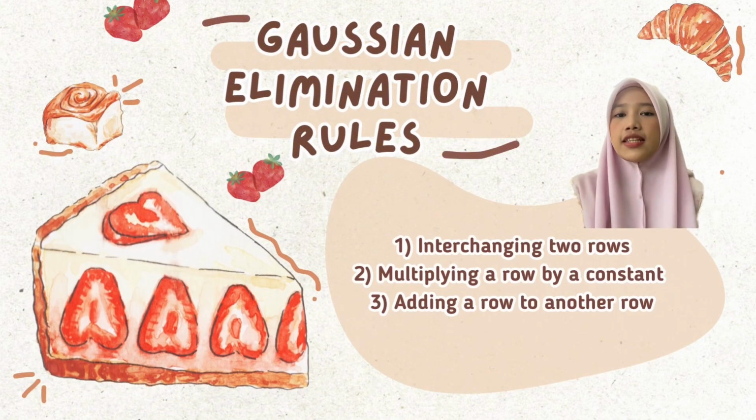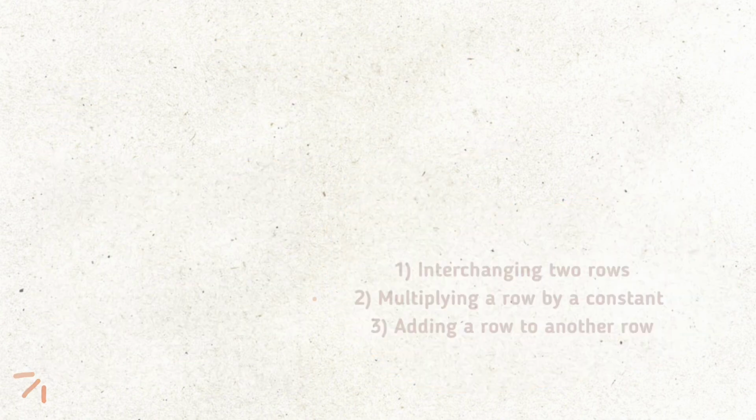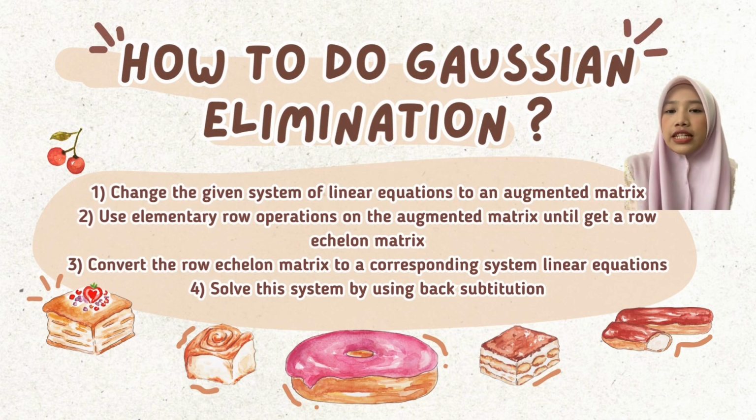The Gaussian elimination rules. The first rule is interchanging 2 rows. The next one is multiplying a row by a constant, and lastly, adding a row to another row. Next, I will present how to do the Gaussian elimination method. The first step is to change the given system of linear equations to an augmented matrix. Second, use elementary row operations on the augmented matrix until we get a row echelon matrix. Step number 3 is to convert the row echelon matrix to a corresponding system of linear equations. And lastly, solve the system by using back substitution.